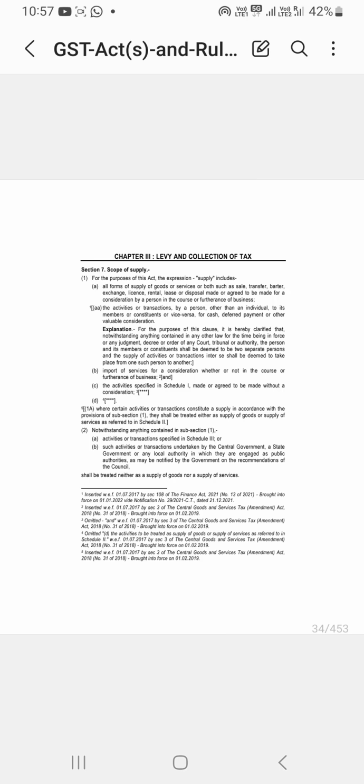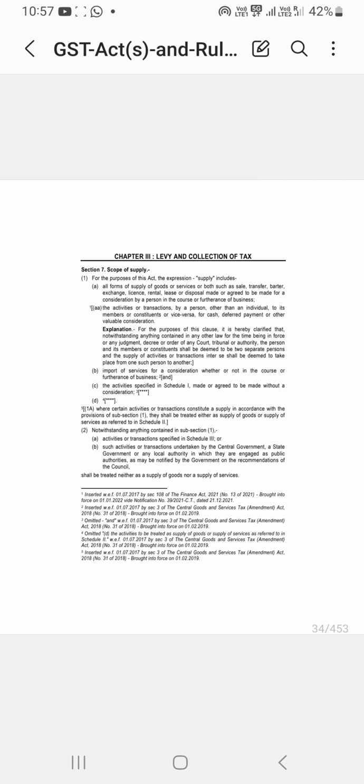And the third limb is import of service for a consideration, whether or not in the course or furtherance of business. That means there have to be two conditions: import of service and a consideration. I would like to highlight the case of Netflix. The entity was not earlier registered in India, so whether it's a kind of import of service, we have to check the definition of import of service.